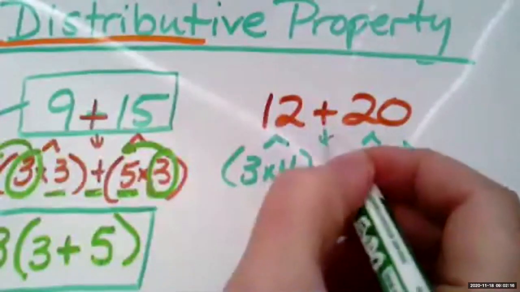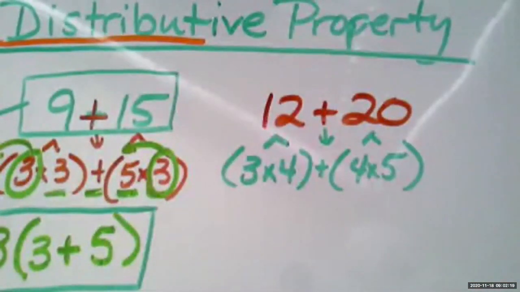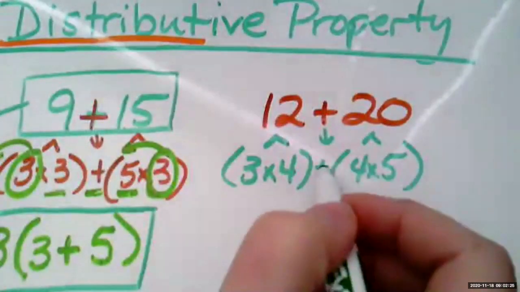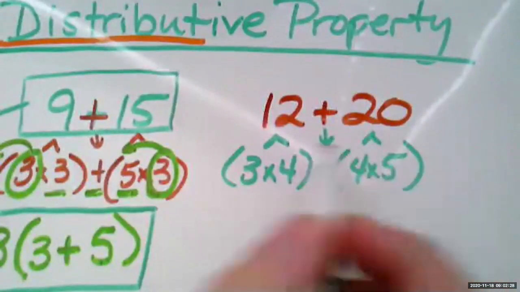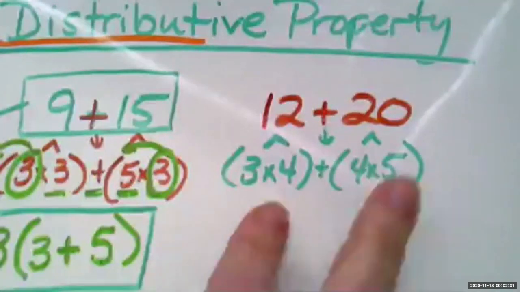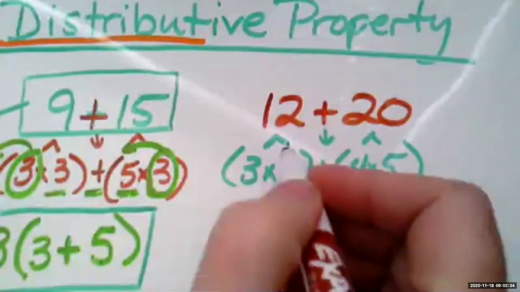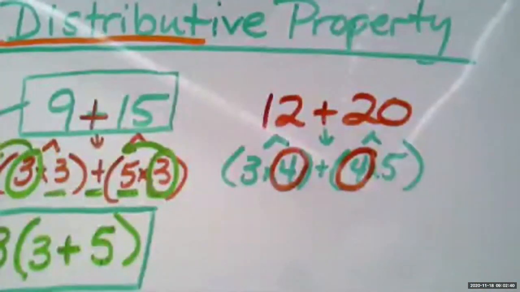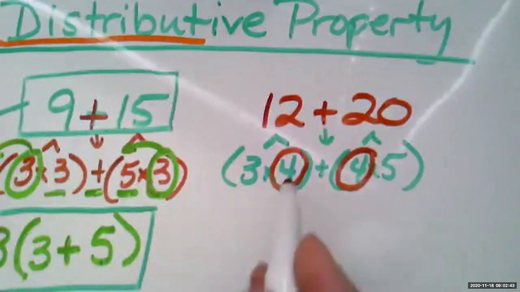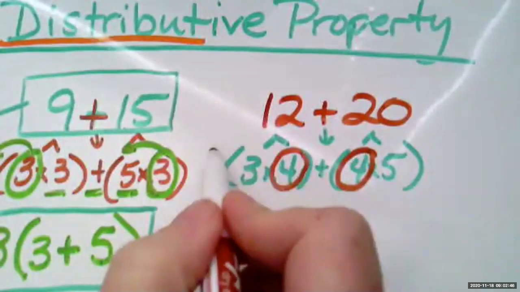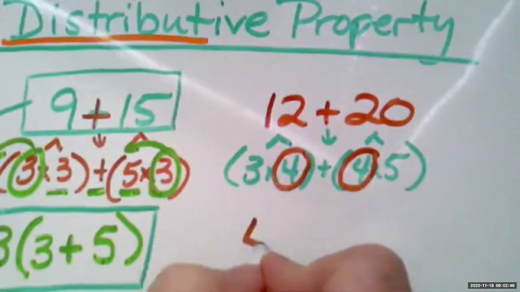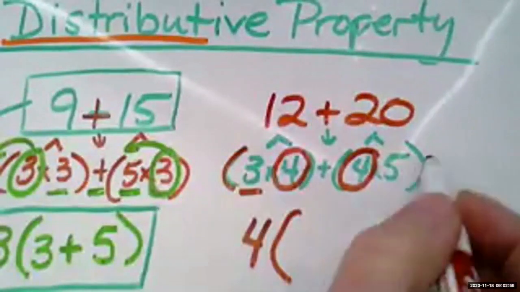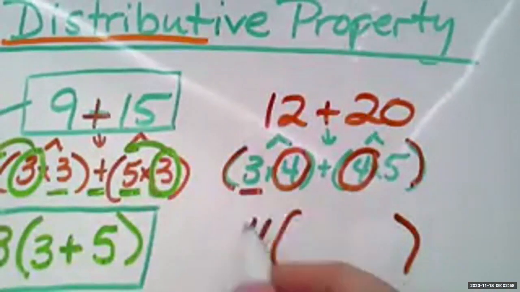Don't forget to include the plus sign. You have to use everything that's in the original problem. So we broke down 12 to equal 3 times 4 plus 4 times 5, which equals 20. And I'm feeling pretty good about these numbers because I can see that they have a factor in common. They both have a 4 in common, which is the greatest factor that they have in common. Therefore, I'm going to take these 4s out. I'm going to distribute them amongst the rest of the numbers. And what we have left are the parentheses, of course. So I put the parentheses in here, which means multiply 4 times.